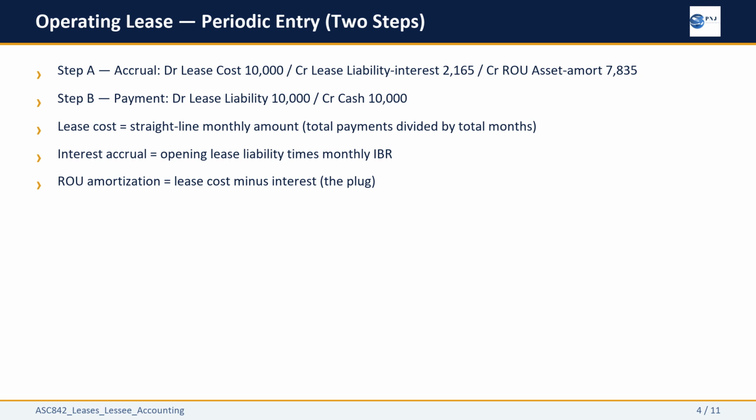Step B is the payment. When you pay the landlord, debit lease liability for $10,000 and credit cash for $10,000. The key insight here is that the payment entry does not go to lease cost at all. The cost was already recognized in Step A, and the two credits in Step A, interest to the lease liability and amortization to the ROU asset, are what create the plug mechanism that keeps the expense level over time.